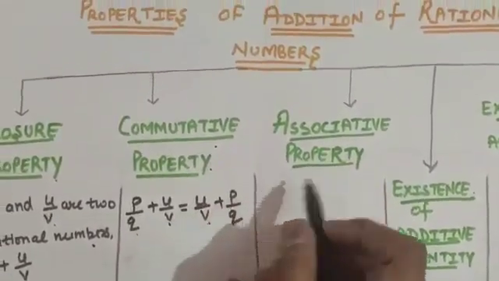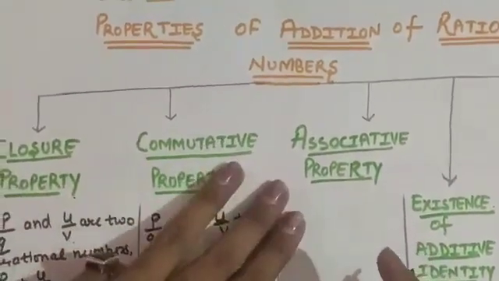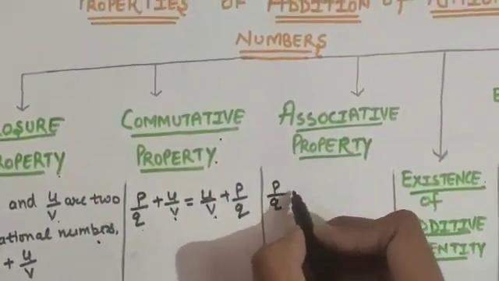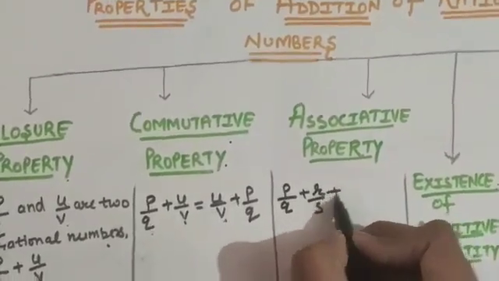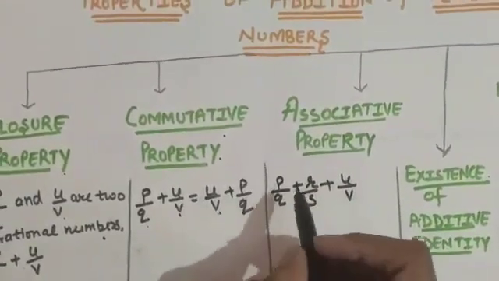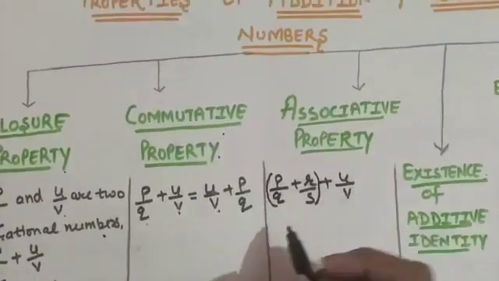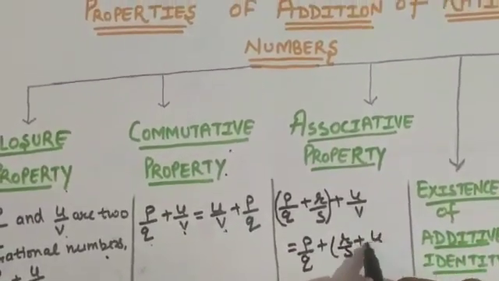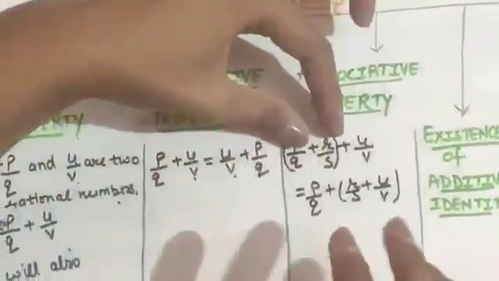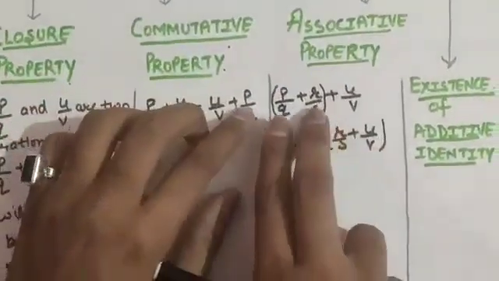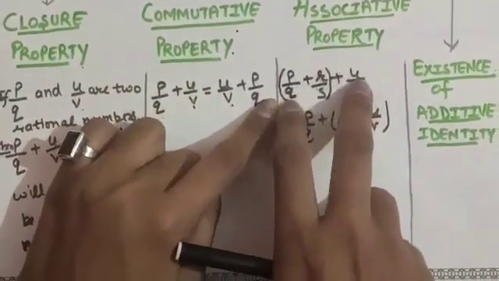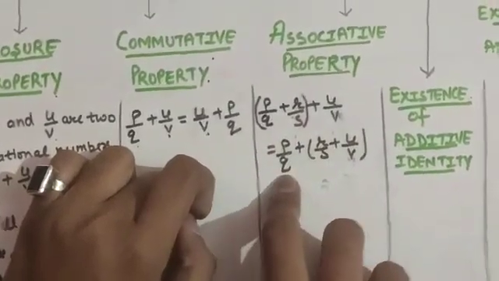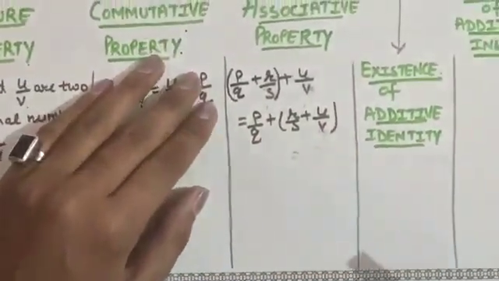The associative property says that three rational numbers can be added in any order. For example, if p by q plus r by s plus u by v, means you can put the bracket on any two rational numbers, it will be equal to p by q plus r by s plus u by v. Means they can be added in any order. First you can add these two rational numbers and then add the third rational number, or you can add these two rational numbers then add it to the first rational number. So this is the associative property.